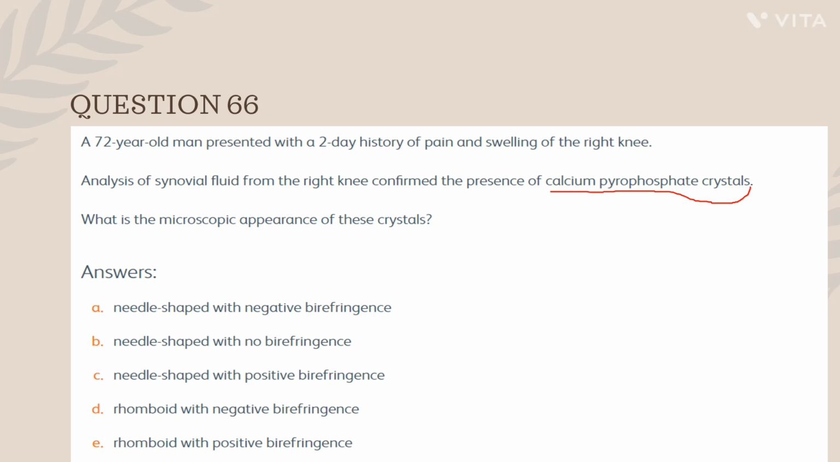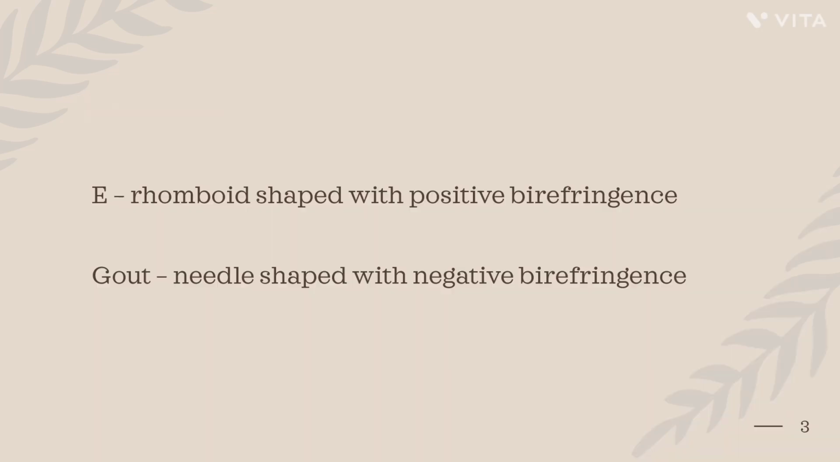And you have to know the appearance of the crystals in gout as well as pseudogout. In pseudogout, it is a rhomboid shape with positive birefringence, and in gout, it is needle shape with negative birefringence. You can remember it like N for N, and gout is negative. Gout is needle shape with negative birefringence, and pseudogout is rhomboid shape with positive birefringence.